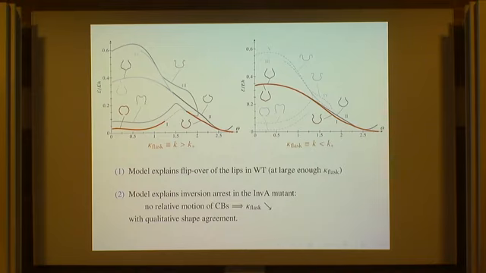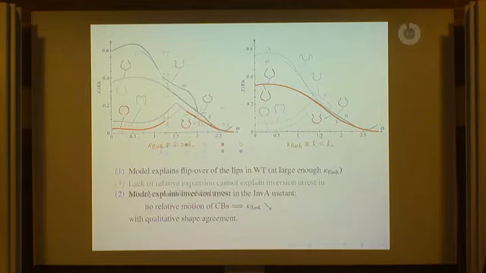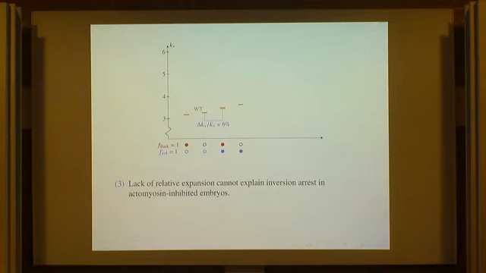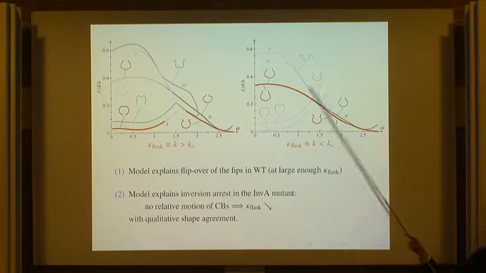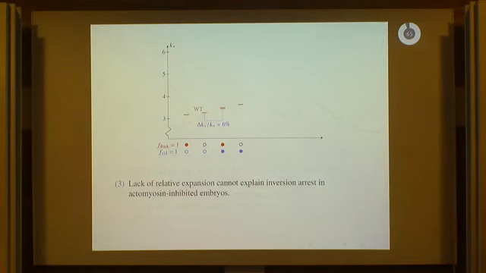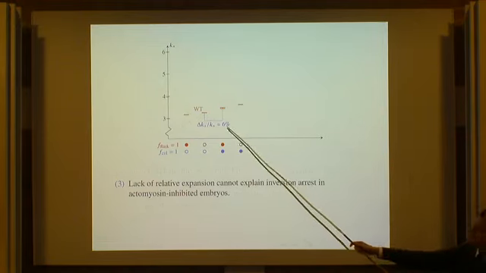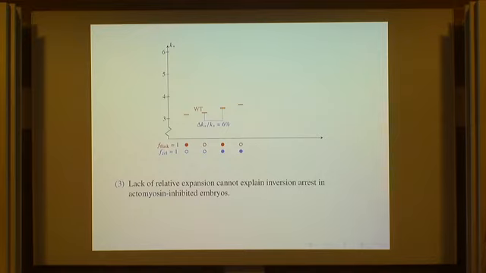Can we use the same ideas to explain the failure of inversion in embryos in which there's no contraction? No. If there's no contraction, then the flask-shaped cells and the columnar-shaped cells, all these cells are the same size. You might ask, does this change the critical curvature that corresponds to this transition? It doesn't change this one very much. So, lack of relative expansion cannot explain the arrest of inversion unless the system is very close to its mechanical limit.